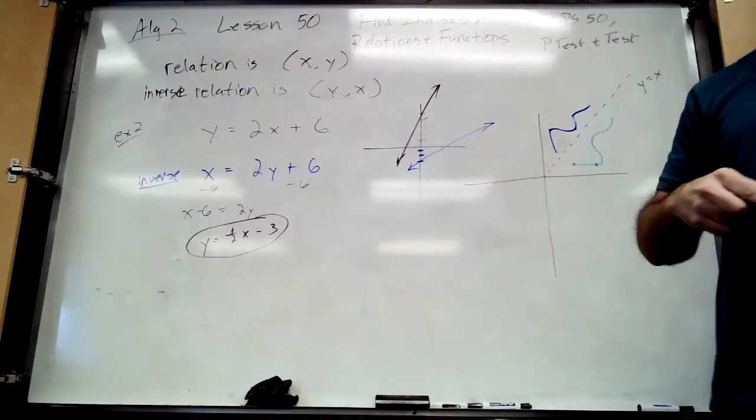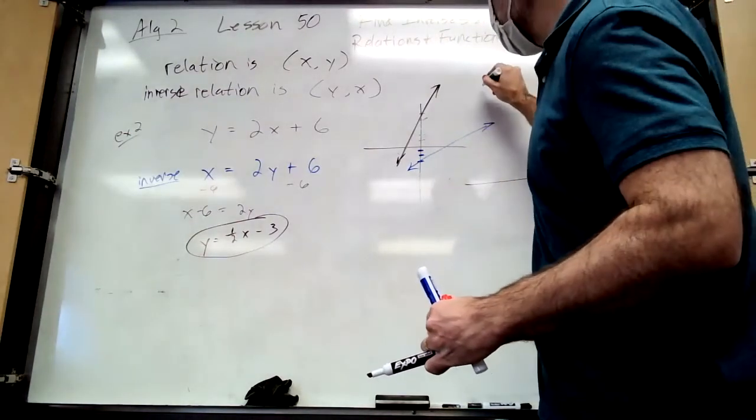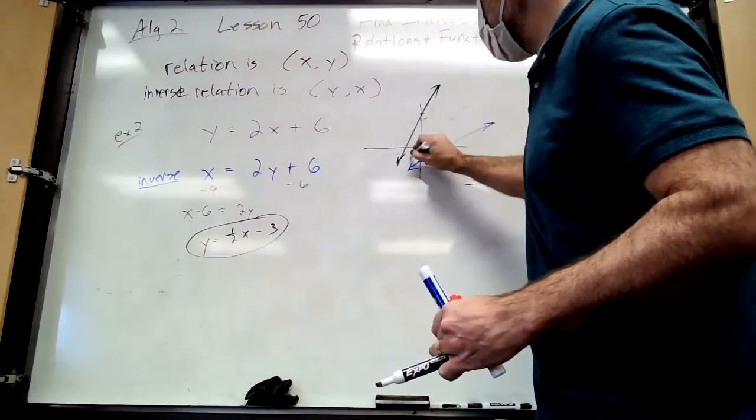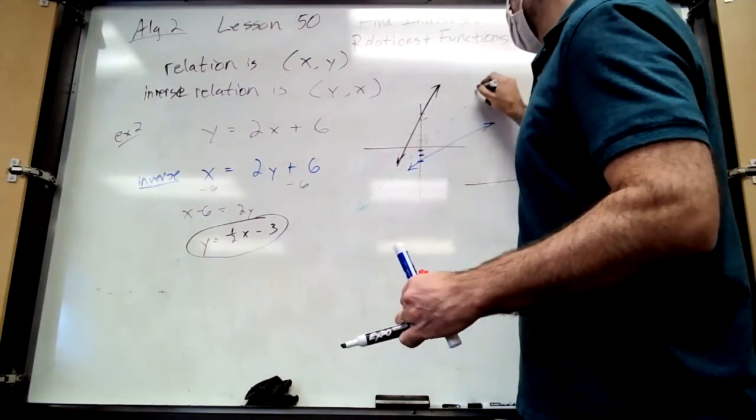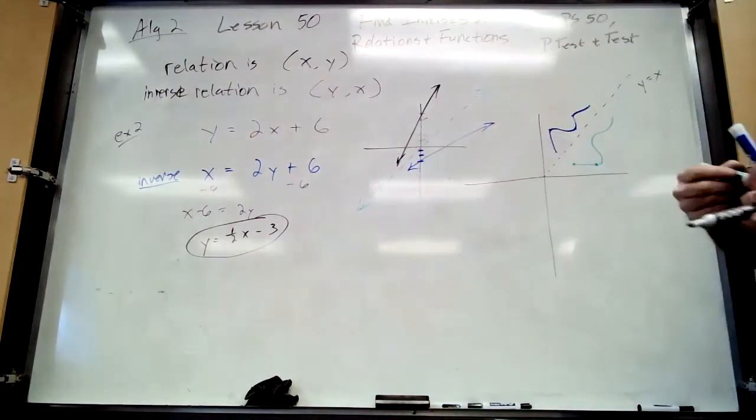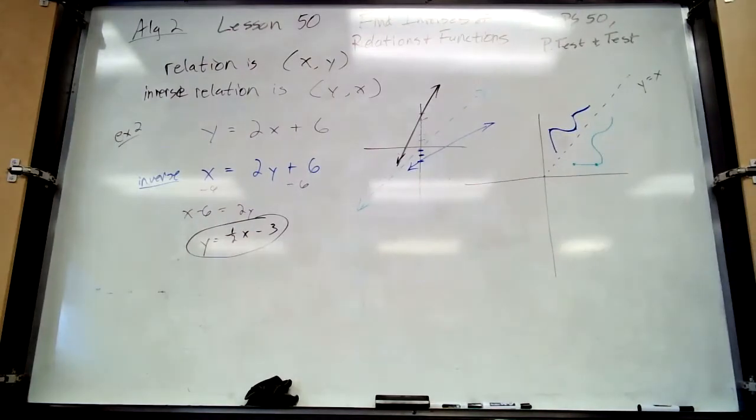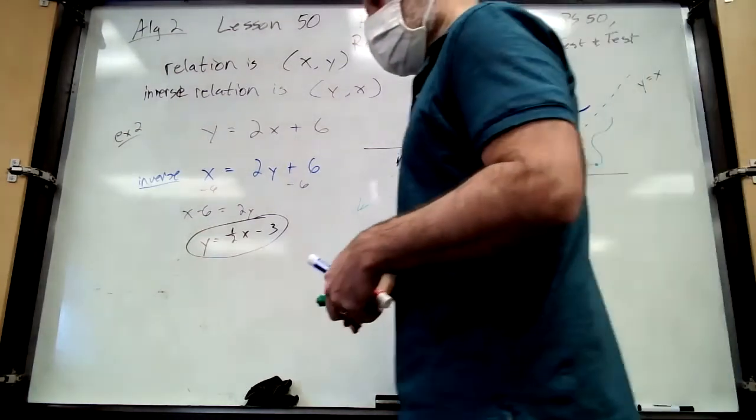Is that consistent with what we talked about? Remember, this is the line of symmetry. So that looks like a good reflection over the line y equals x, that diagonal line. Okay? All right.